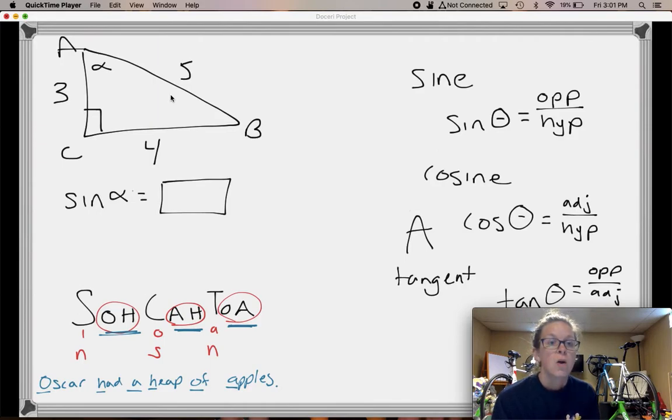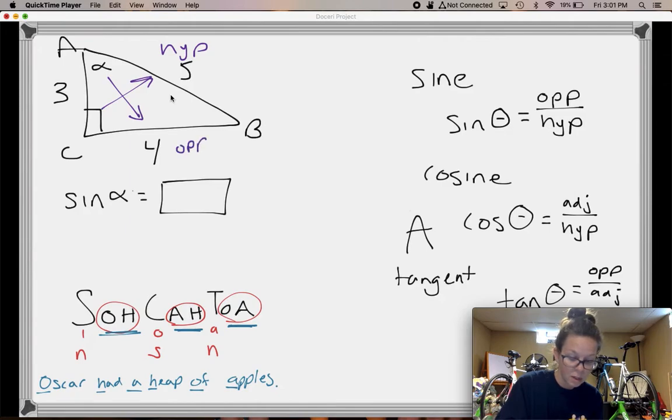So what we want to do is start by labeling the triangle according to the relationship with that alpha label. First thing is the hypotenuse. I always label the hypotenuse first. Go straight across from that right angle, that's the hypotenuse. Then go straight across from the alpha, that's our opposite. And right next to it, that's the adjacent, or the neighbor. So start by labeling the three sides of the triangle according to whichever angle it told us to focus on, which in this case was A, or alpha.